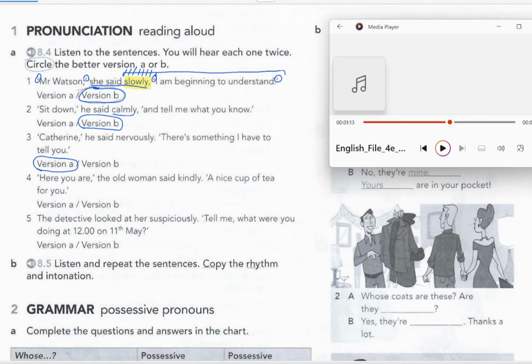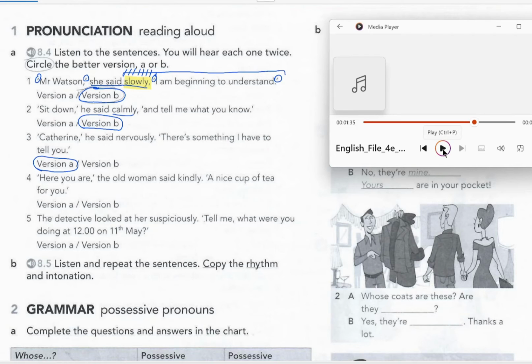Number 4. Version A. Here you are, the old woman said kindly. A nice cup of tea for you. Okay, so version B. Version B. Here you are, the old woman said kindly. A nice cup of tea for you.